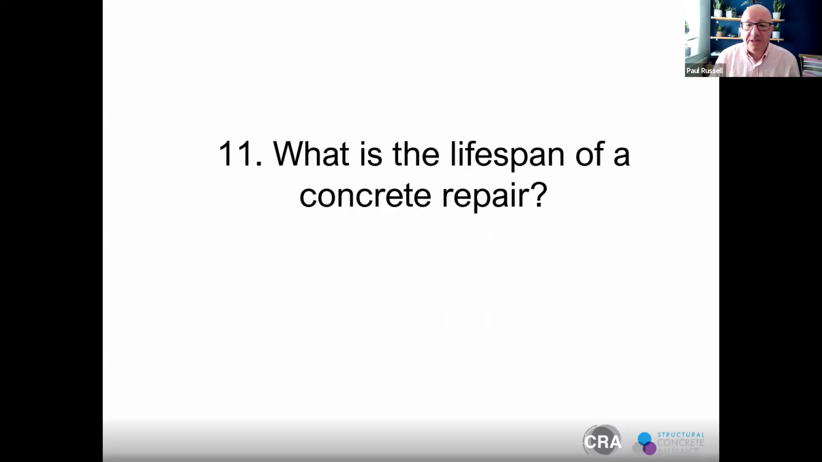An interesting question. What is the lifespan of a concrete repair? And we'll ask Paul Rigby, please, if you can answer that question. Yeah, I believe if it is executed properly, and you carry out surveys, do the proper diagnosis and issue the right specification, followed by quality preparation and application, I would expect a repair to match the life of the building or the structure.